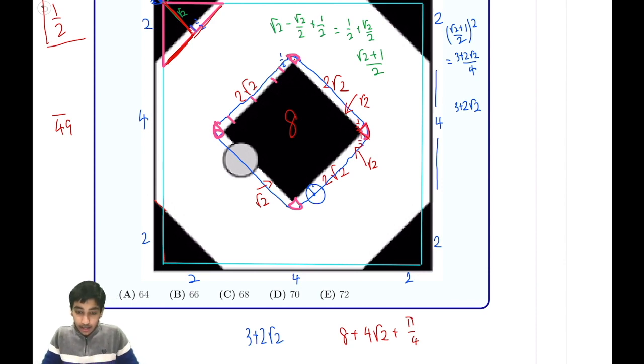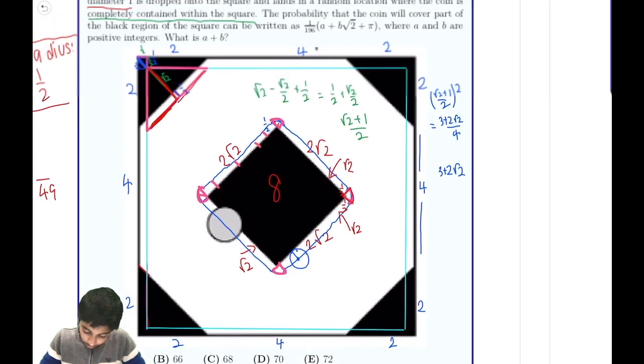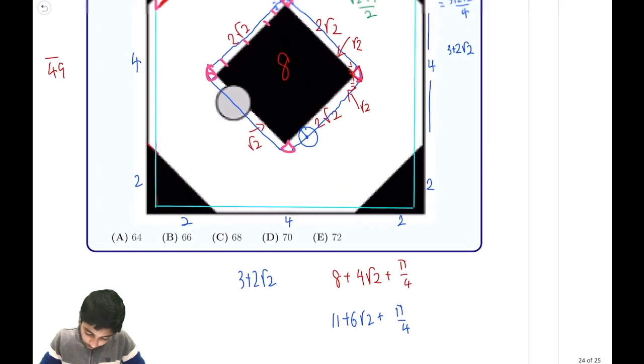And then from here, we can see that this is going to be the region on the outside here. And 3 plus 2 root 2 is going to be the area of this other region here, as we found by the triangle logic. So from here, we just add them all up. We get 11 plus 6 root 2 plus pi over 4. From here, we want to find the value of this over 49.